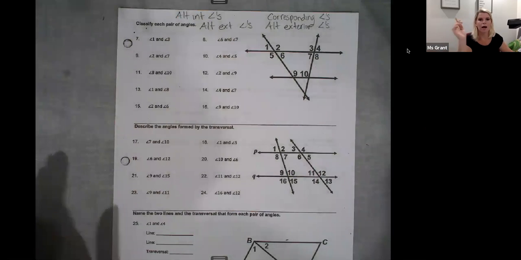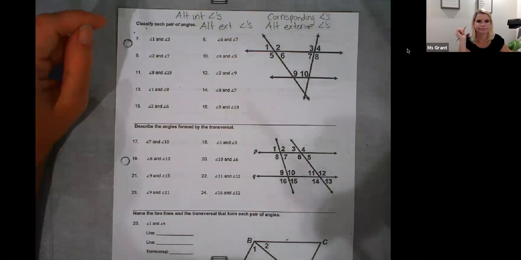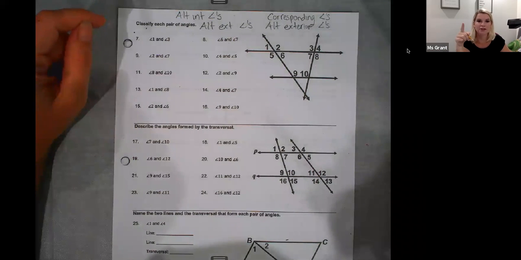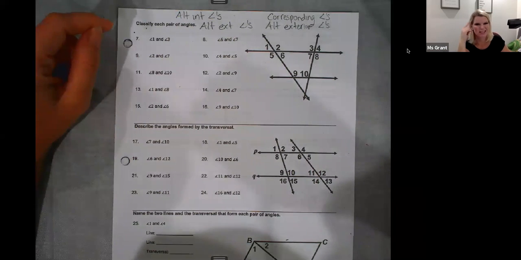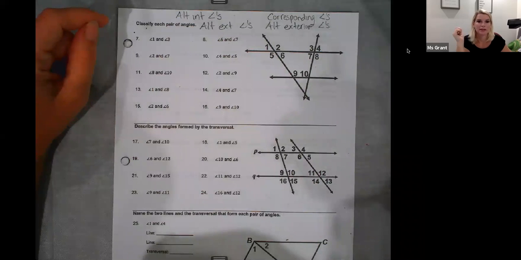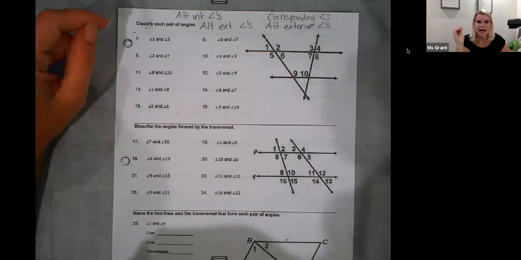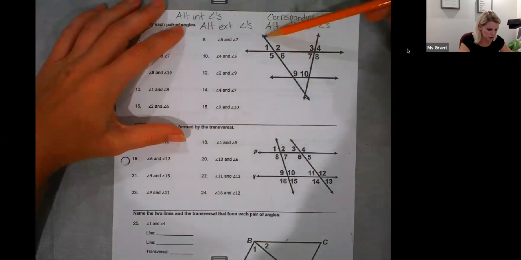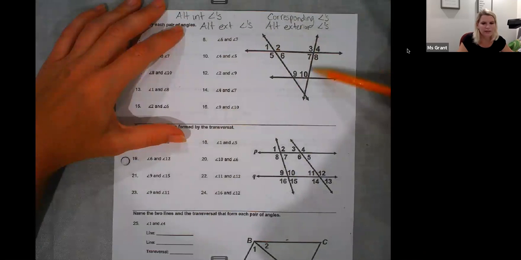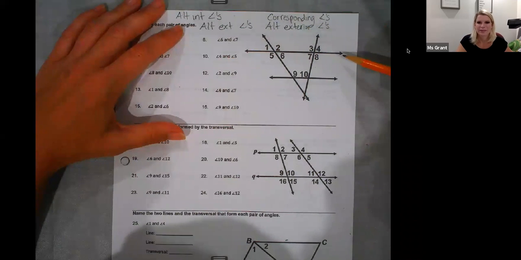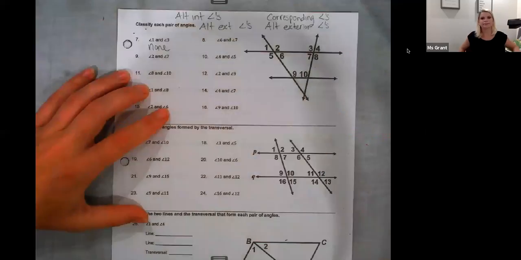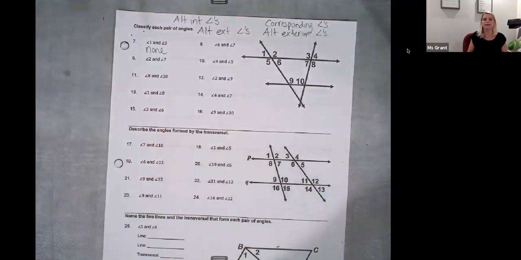Ready? 1 and 3. Oof. Okay, you could also say none. Did I just give it away? These lines, this transversal and this transversal aren't even connected. There's nothing in common with 1 and 3, at all, ever. So I could say none. Number 8, 6 and 7.